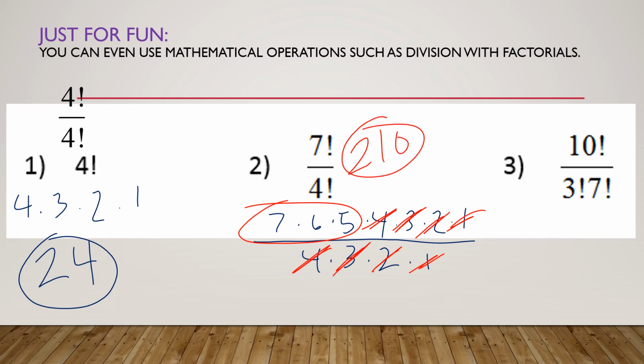So 4 over 4 is just 1, 3 over 3 is just 1, 2 over 2 is 1, 1 over 1 is 1. Those can cancel, and we can work with a lot smaller problem there. Same thing with number 3.